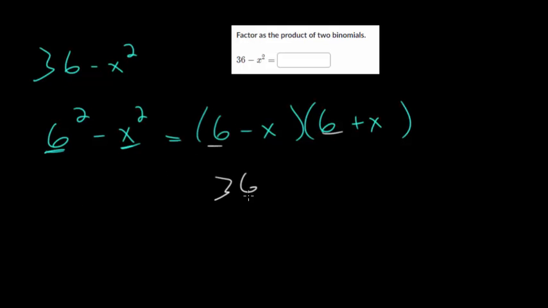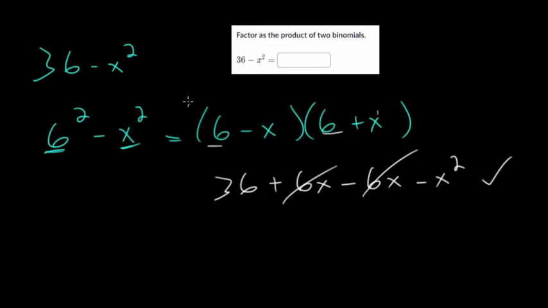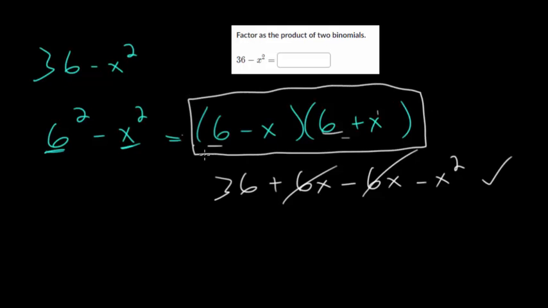6 and 6 make 36. And then 6 and x would make 6x. Minus x and 6 would be minus 6x. And minus x and x would be minus x squared. And notice the middle terms go away and you get 36 minus x squared. So when we checked it, we knew for sure that this was the right answer. So checking it allows us to feel very confident that we actually did it correctly.